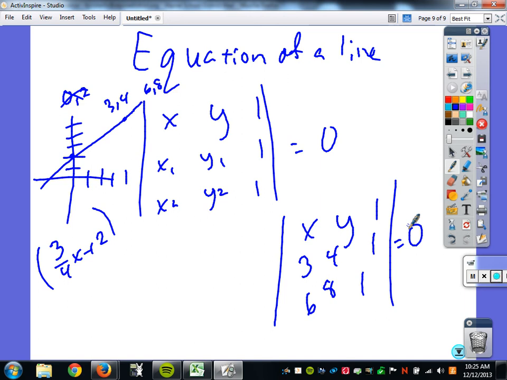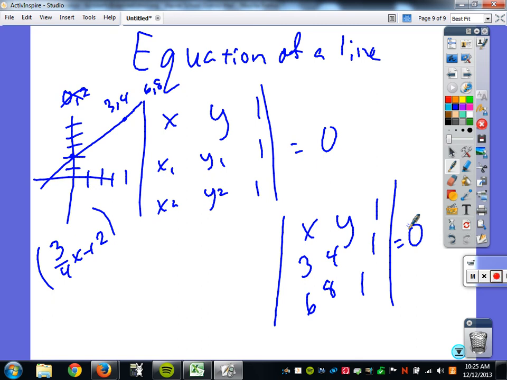Does everybody know the area of a triangle in general? 1/2 base times height, right? So if you remember the area of a triangle, hopefully you remember the 1/2 as well for the area of the triangle with the matrices. That's how I remember it. Does that make sense?